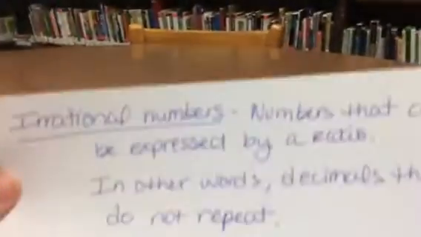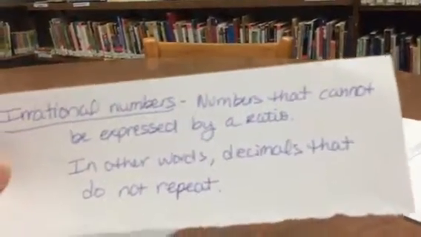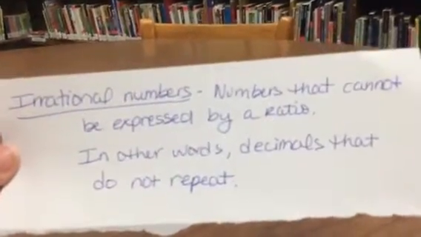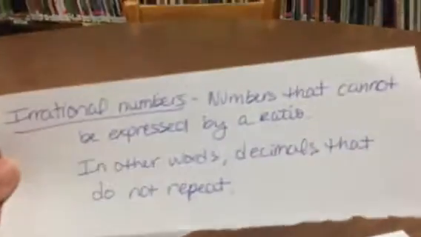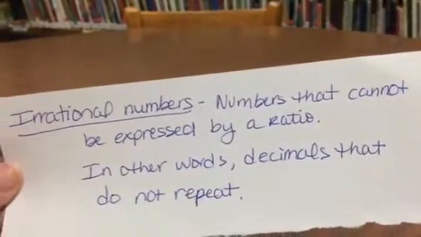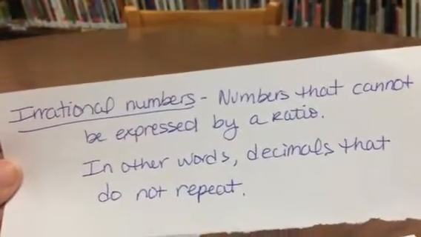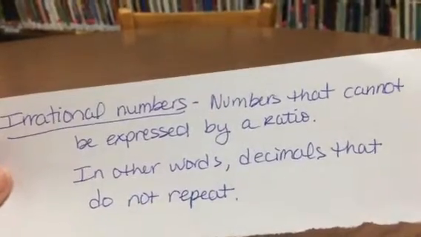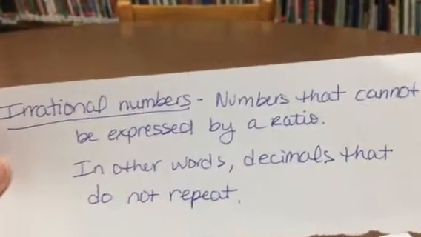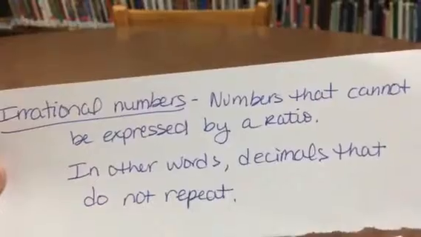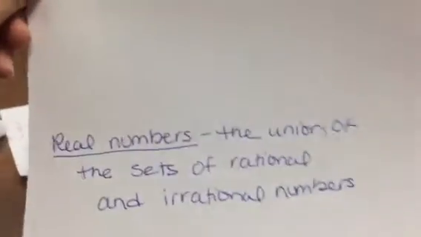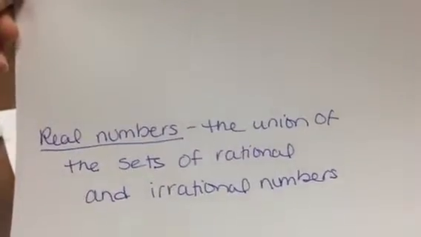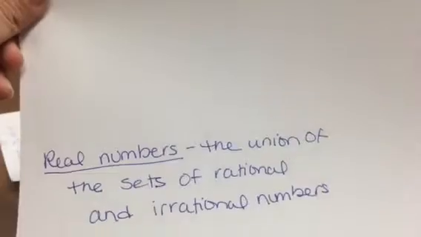Irrational numbers are numbers that cannot be expressed by a ratio. In other words, decimals that don't repeat. So irrational numbers would be like 0.6723589126332. That's a type of irrational number. It's numbers that cannot be expressed by a ratio, decimals that won't repeat. And then you've got your real numbers, the union of the sets of irrational and rational numbers.